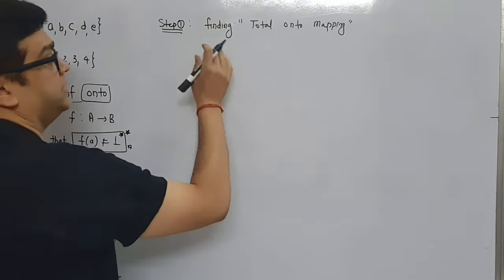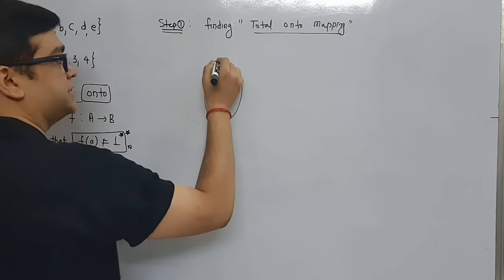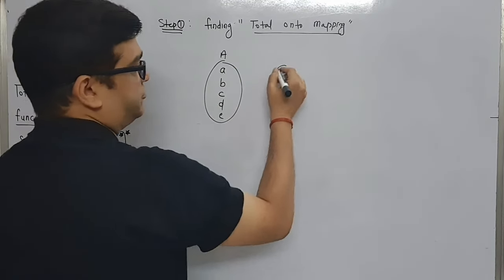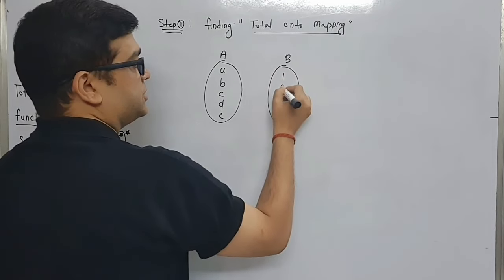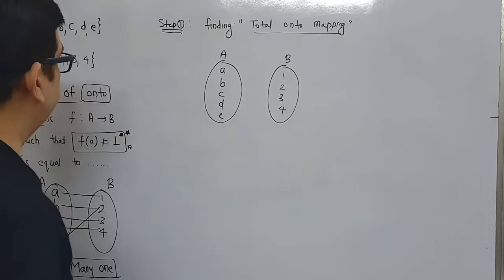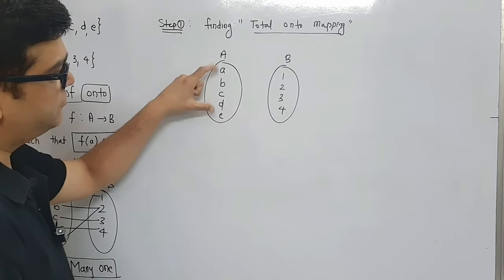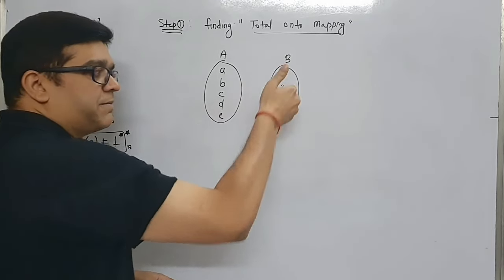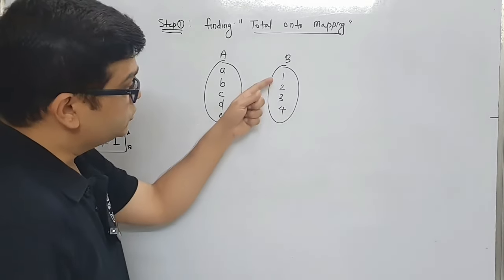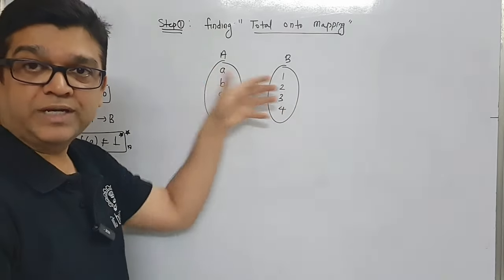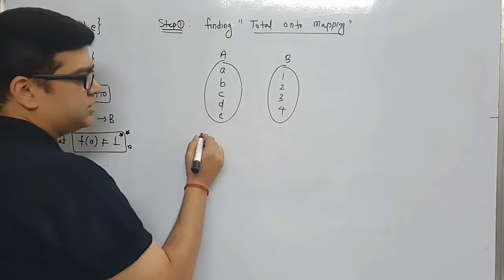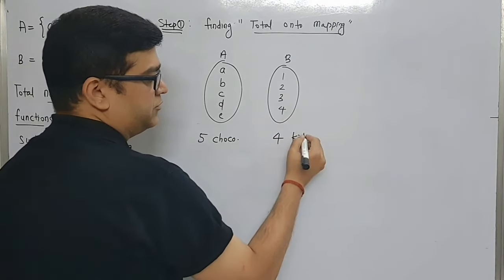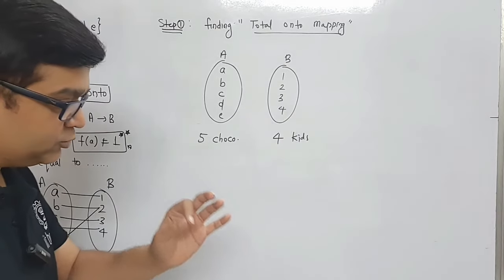Now focus on step 1, that is finding the total number of onto mappings. Look at the situation. We have set A which has a, b, c, d, e, 5 different elements inside, and set B which has 4 different elements. And I have to create onto mappings. That means I have to allot or map these 5 different members to these 4 different members. Remember, the mapping is onto, so everyone must get one mapping, one element mapped. So you can imagine this as 5 different chocolates which you want to distribute among 4 different kids. So this can be done in 2 steps.